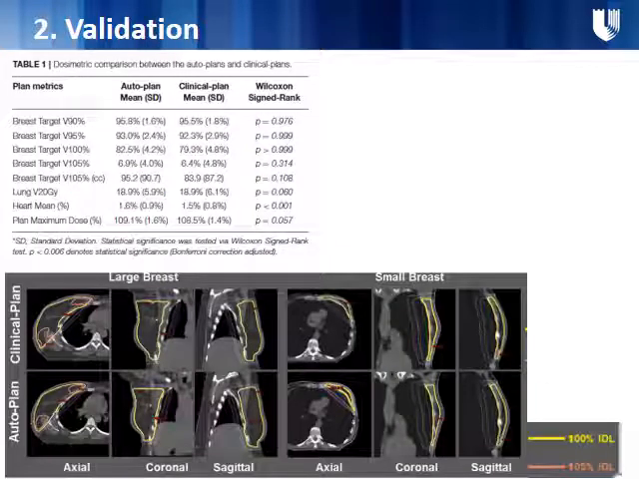This is the validation study result for 20 validation cases. The coverage was very similar between the AI plan and the clinical plan from manual planners. And isodose distributions were very similar for large size breast and small size breast, and various cases we verified.